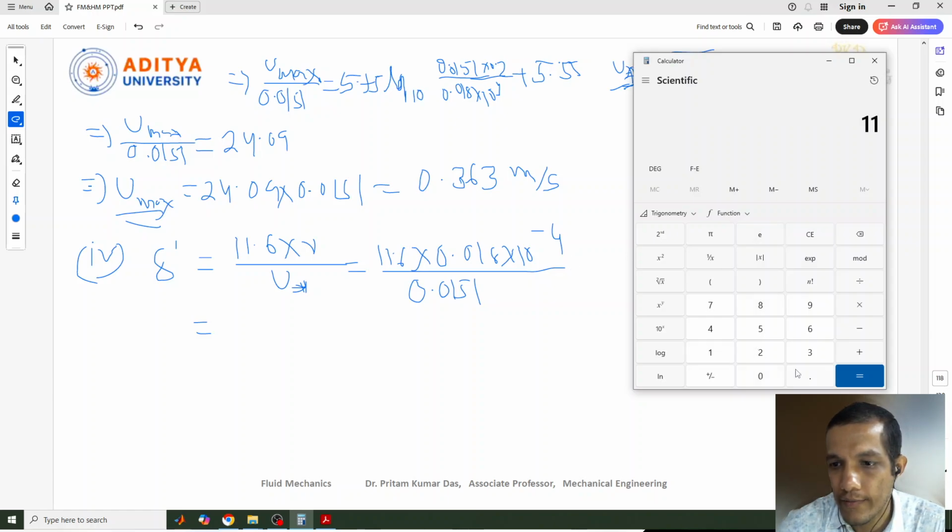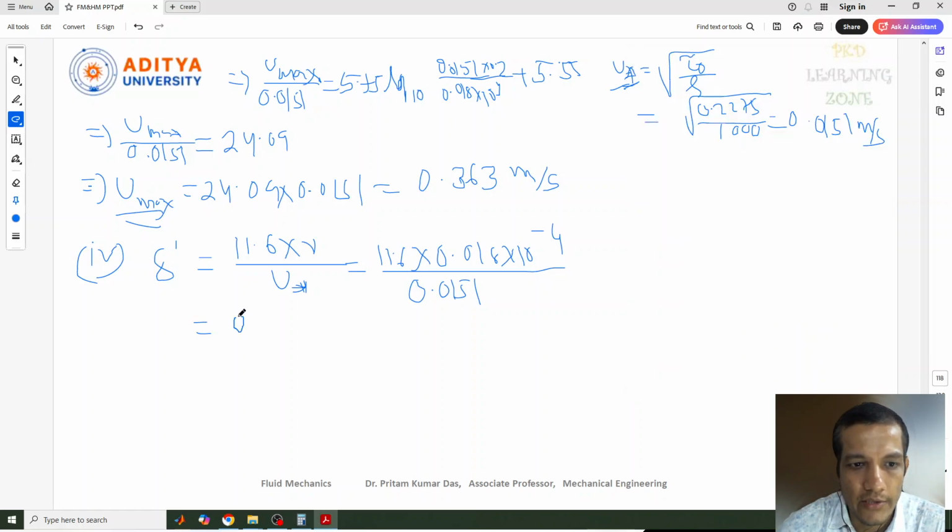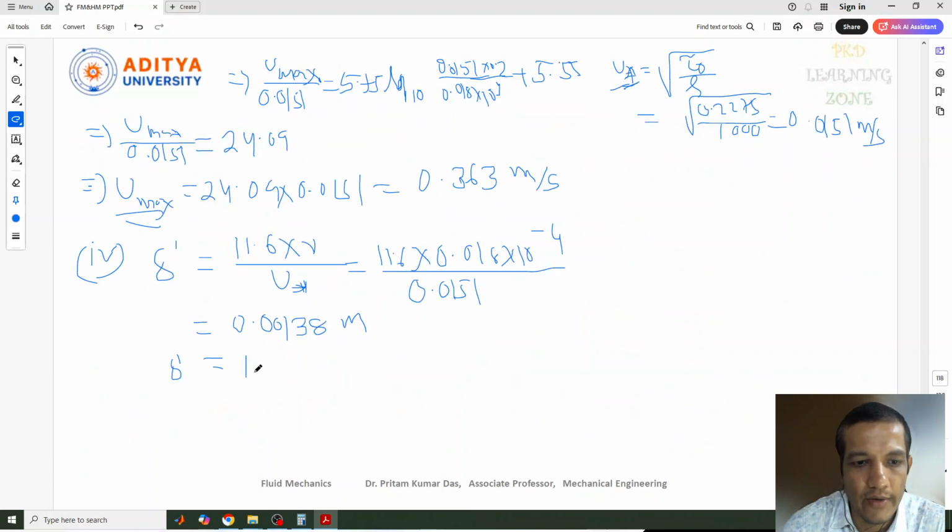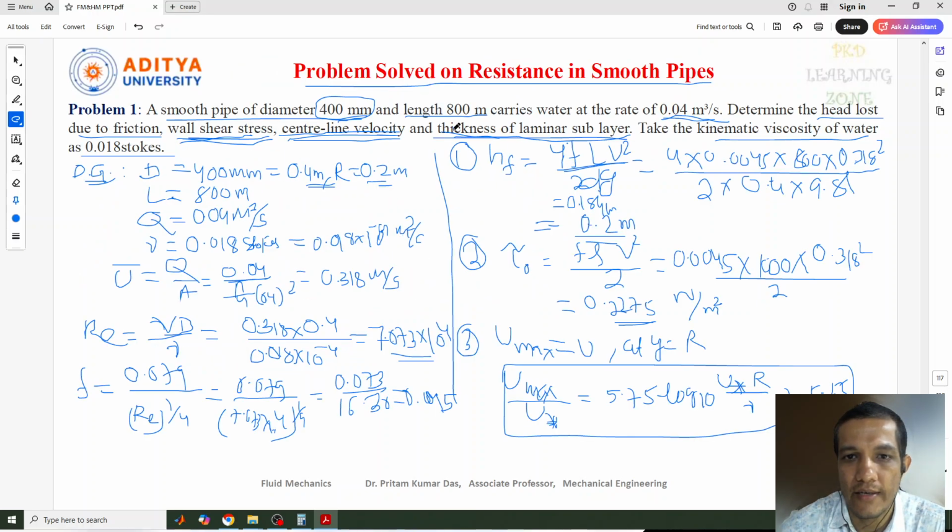So let's solve it. 11.6 into 0.018 divided by 0.0151, 13.82 divided by 1000, 0.00138. That is the delta star value. Delta dash is nothing but the laminar sublayer thickness. This one is given in terms of meter. We can convert that into millimeter also, because most of the values we have been given, the initial diameter also, are in millimeters. So let's write in terms of millimeter. This is 1.38 millimeter. So this is the value of the thickness of the laminar sublayer.